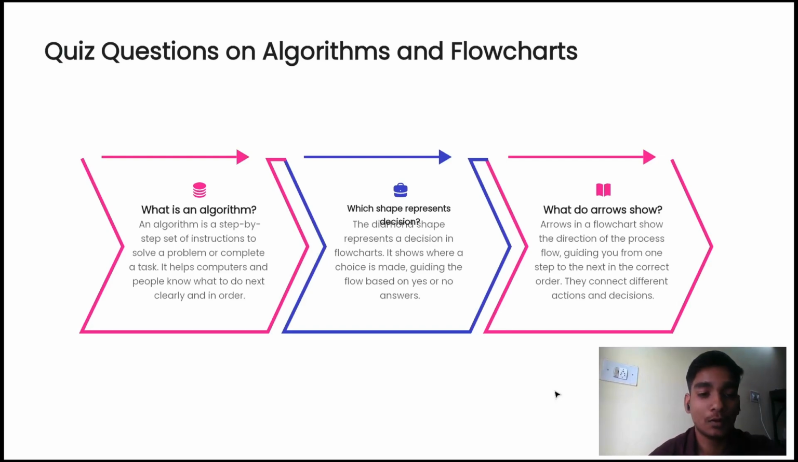So from now on, whenever you do any task like brushing your teeth, making Maggi, or solving a math problem, try to think of it as an algorithm and draw it as a flowchart. It will help you think in a logical way, just like computers do.